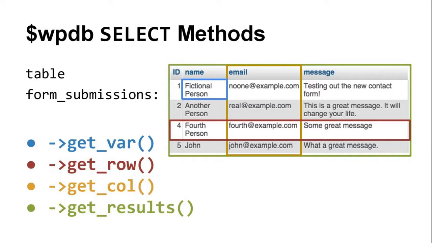Okay, so now let's get into exactly how we're going to use this object and its methods to get data from the table. The main select methods, select being the keyword for getting data from the database, the main select methods of the object are get_var, which is actually get single cell of data. Everything's color-coded up here. get_row for a single row. get_col for only a column of data. And get_results for roughly whatever your query asks for.